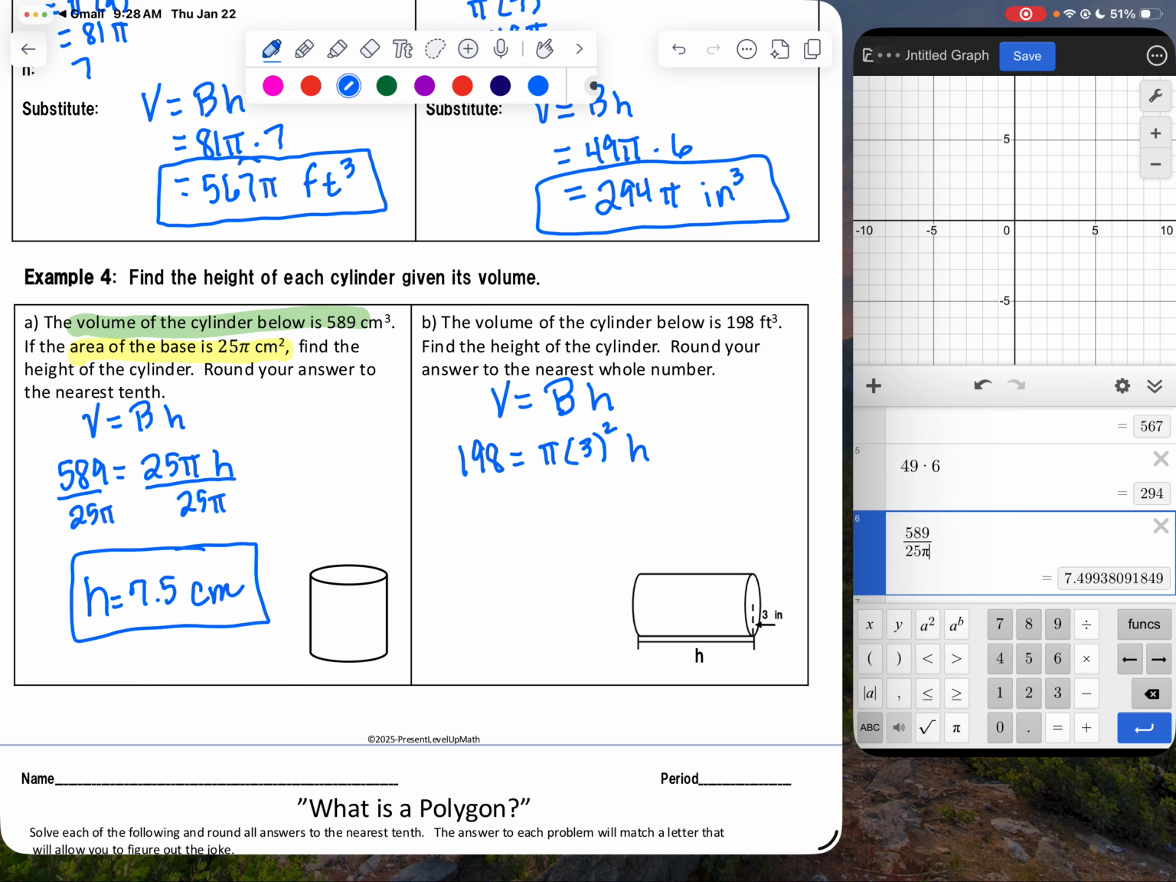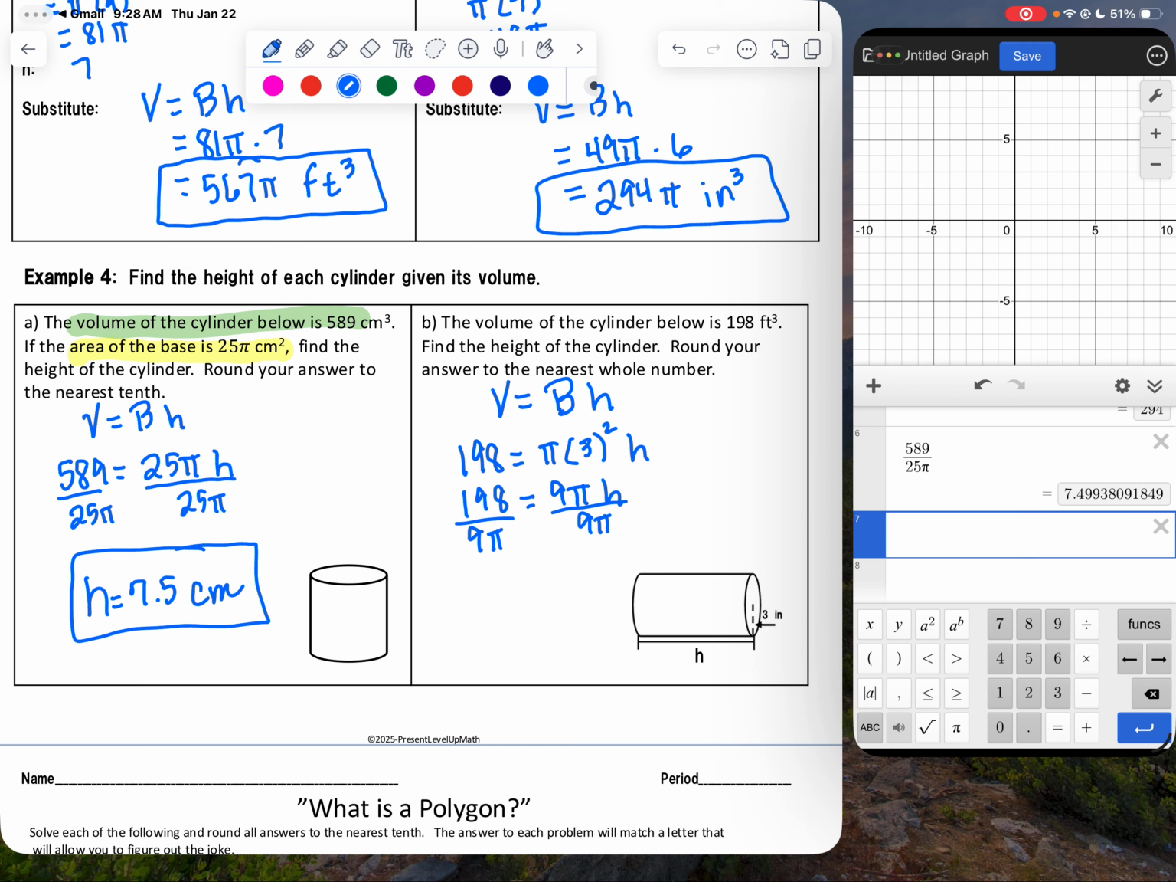Excuse me. Now let me simplify this a little bit. 198 equals 9 pi h. And so to find h, I have to get h by itself. So I'll divide both sides by 9 pi. So 198 divided by 9 pi. And we're rounding to the nearest whole number. So this would give me a height of 7 feet. And that concludes today's lesson, volume of cylinders.